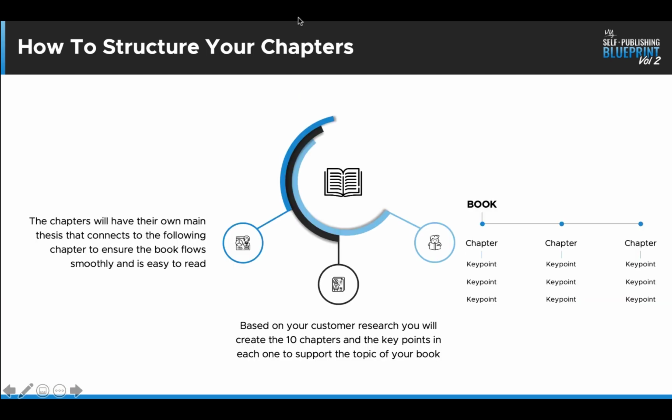Now, the chapters will have their own main thesis that connects to the following chapter to ensure the book flows smoothly and is easy to read. Based on your customer research, you will create 10 chapters and the key points in each one to support the topic of your book, right? So that is what we're going to be doing with all of our research.